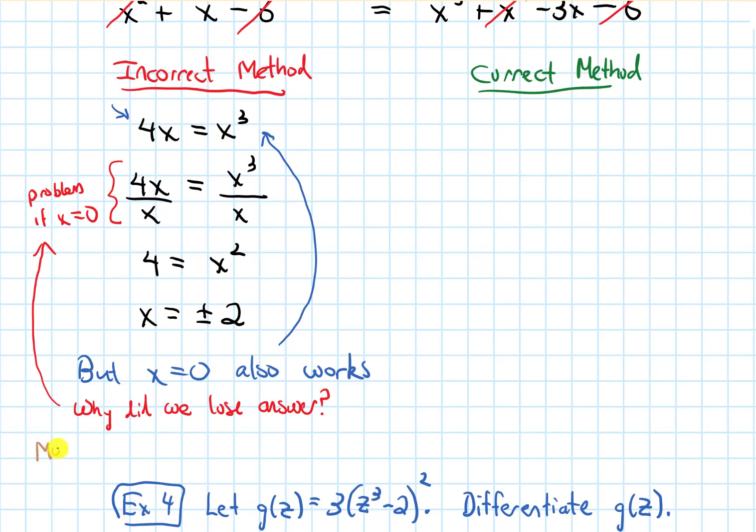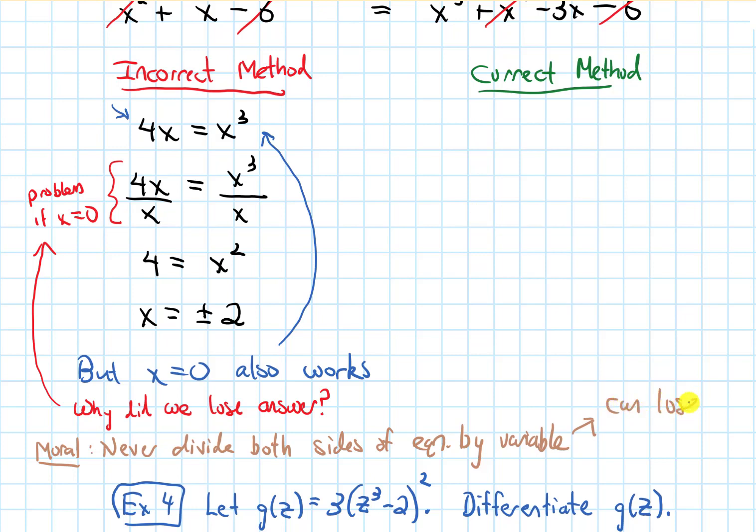So the moral here is never divide both sides of an equation by a variable. Because if we do that, we can lose solutions. We can lose solutions if that variable could be 0.